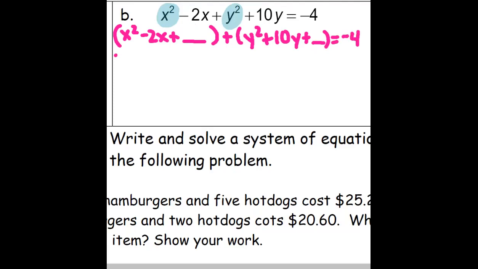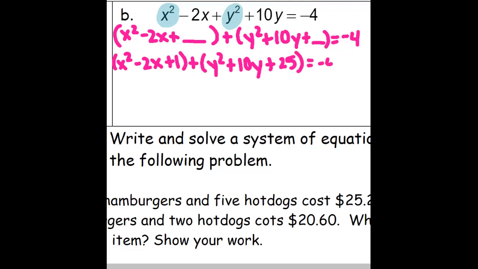So this is going to be x squared minus 2x, and when I complete the square, half of negative 2 is negative 1. Negative 1 squared is 1, so I'm going to add 1 here. That means I also have to add it to the other side. Here with my 10y, half of 10 is 5. 5 squared is 25, so I'm completing the square twice.